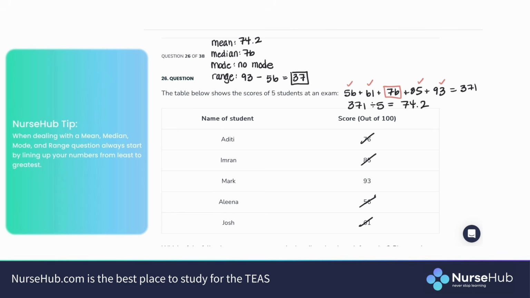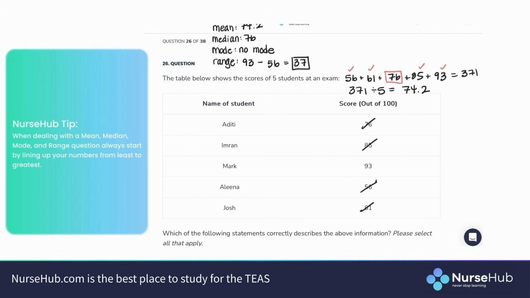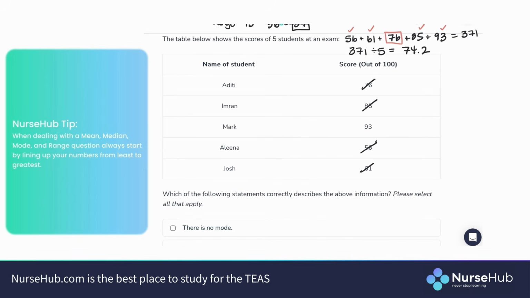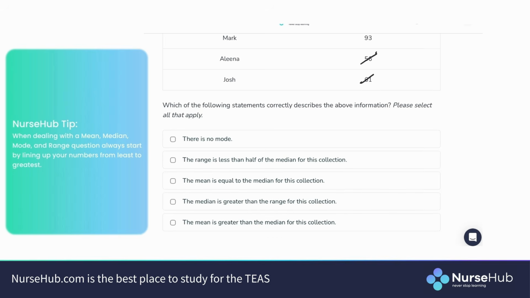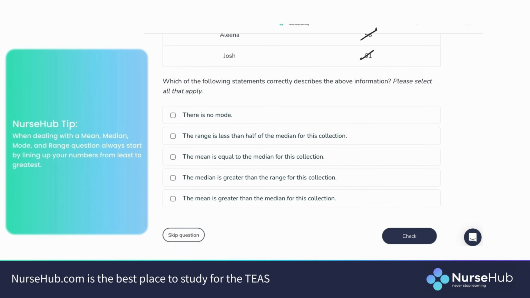Now, some of you may have asked, why did we have to do this first? We didn't look at any of the answer choices. Well, all those answer choices relied on the information that we had to find before we could answer the question. So now, if we look down, which of the following statements correctly describes the information? Please select all that apply.